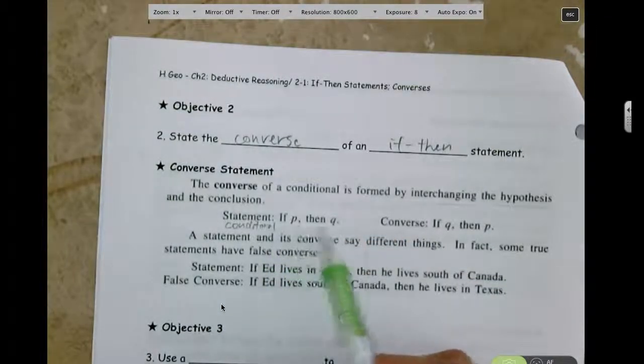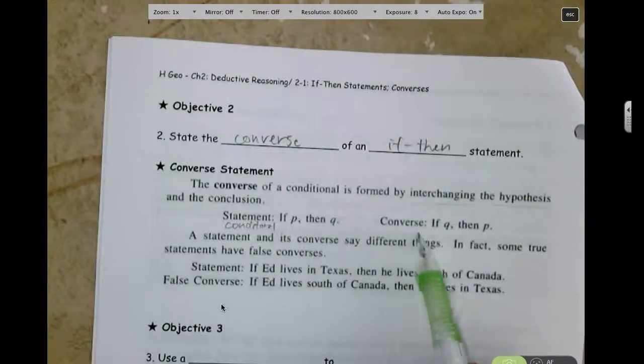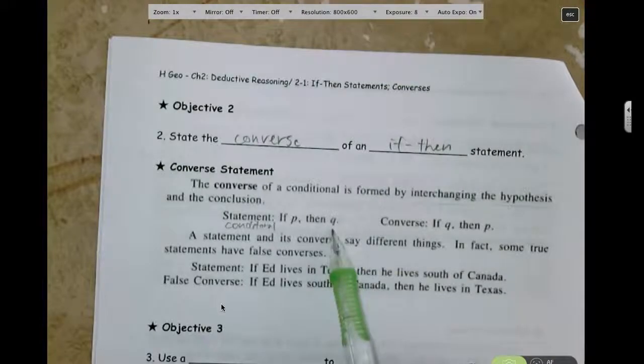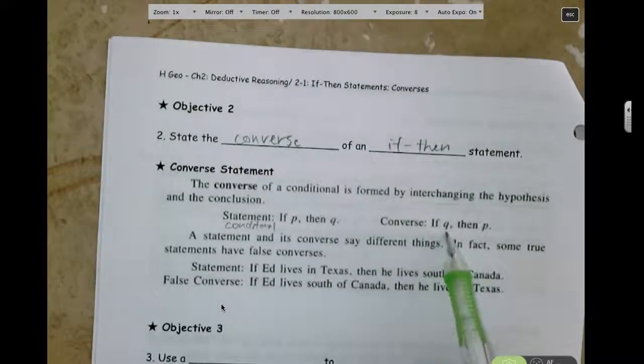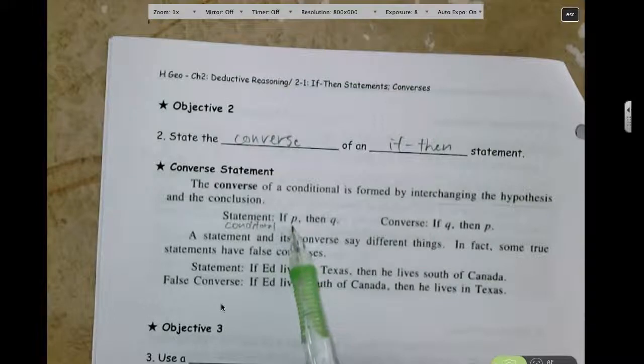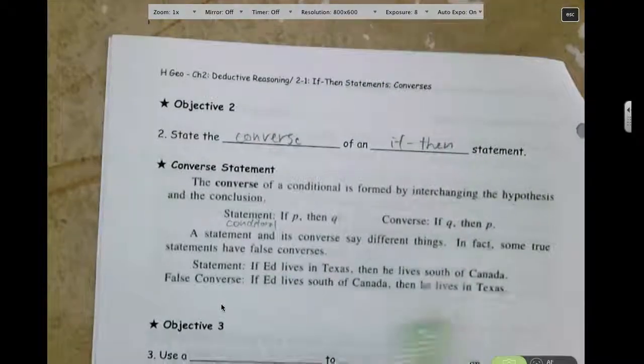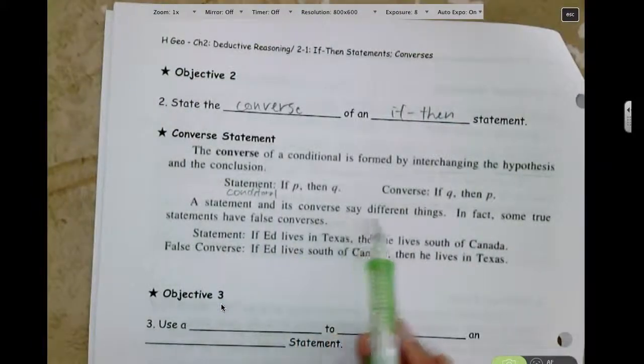The conditional statement is if P, then Q. P is the hypothesis, Q is the conclusion. The converse is if Q, then P. What was the conclusion in the conditional becomes the hypothesis, and what was the hypothesis in the conditional becomes the conclusion. Okay, so it's flipped. A statement and its converse say different things.